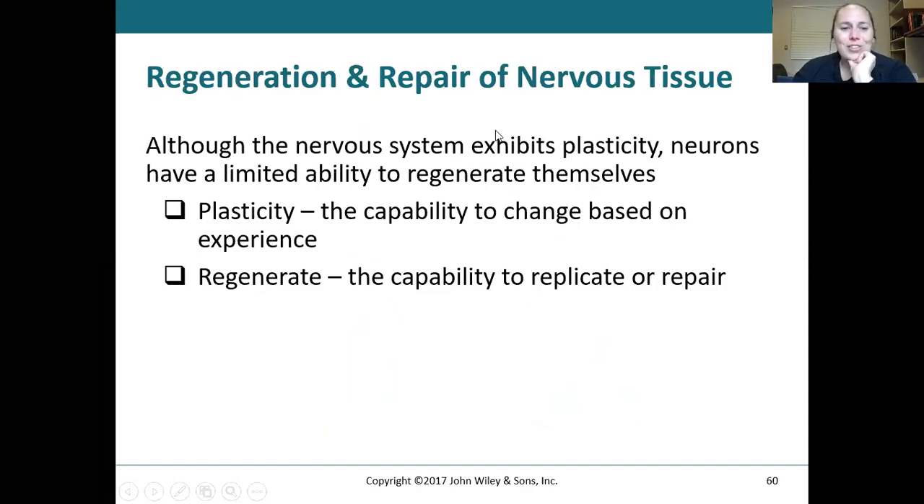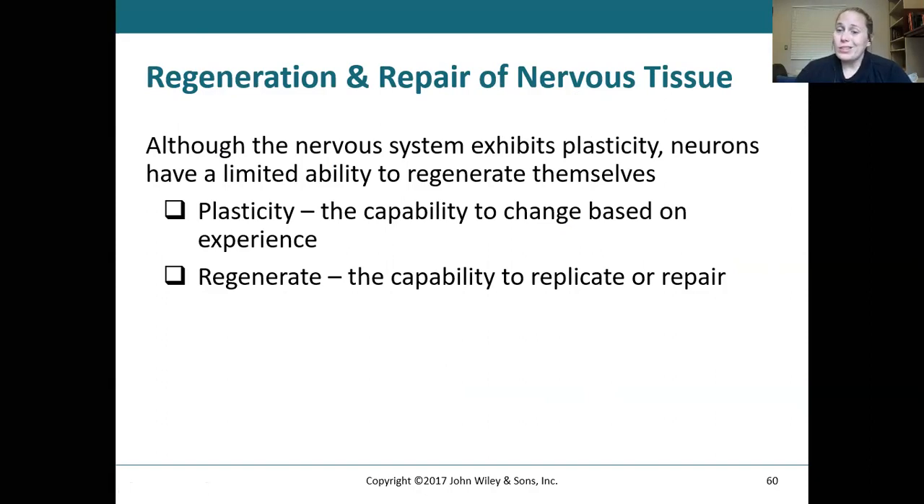Okay, regeneration, repair of nervous tissue. So the brain is an interesting thing because for the most part, neurons are not super hardy in terms of regenerating themselves. There are exceptions to that, especially in the central nervous system. The peripheral nervous system is slightly different.